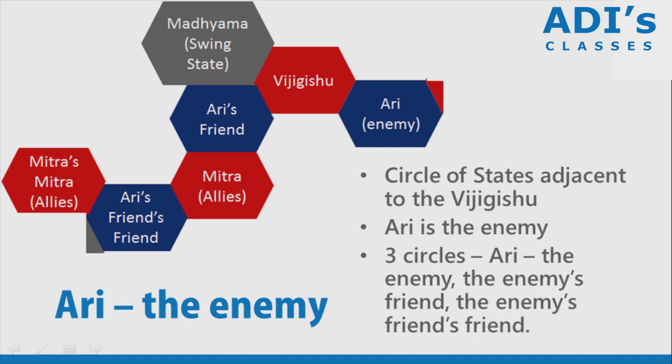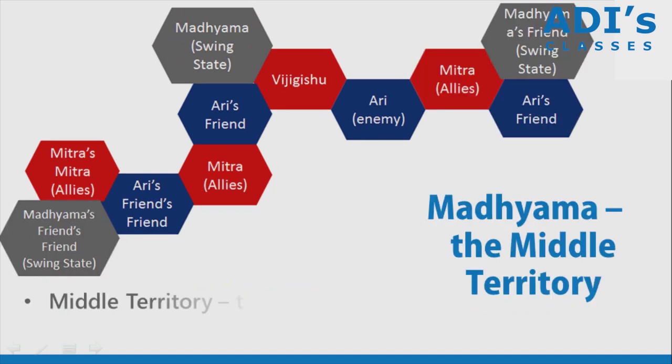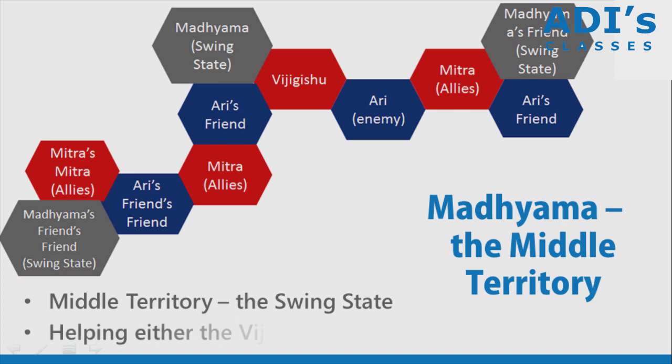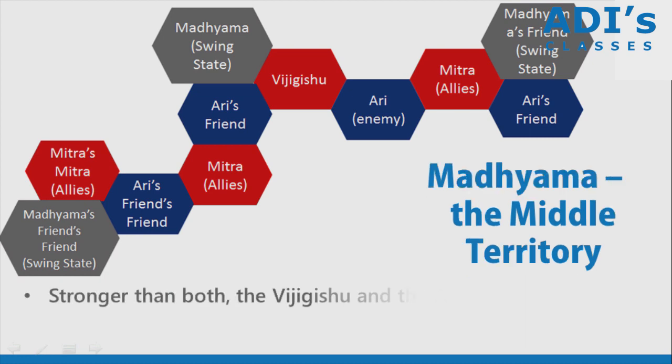Madhyama is the middle territory. The Madhyama king is capable of helping either the Vijigishu or the Ari. Hence, he is called the swing state. That is, the Madhyama can side either with the Vijigishu or the Ari. He is the middle territory. The Madhyama state is generally stronger than both the Vijigishu and the Ari. The Madhyama can play a very important role in the outcome of a fight between the Vijigishu and the Ari.